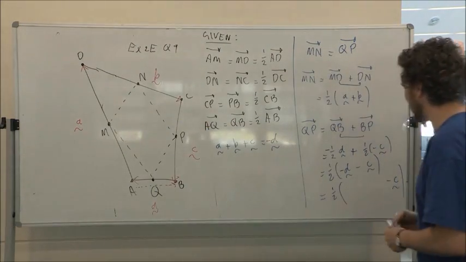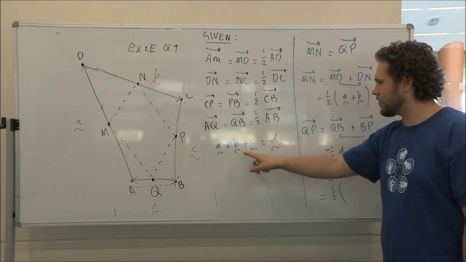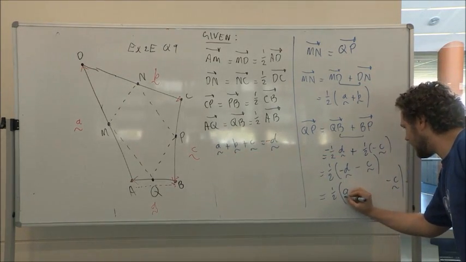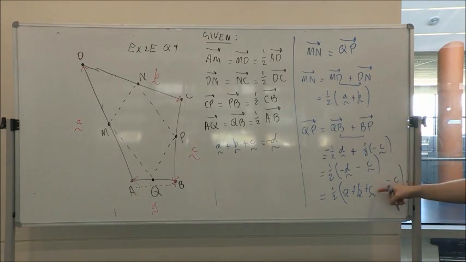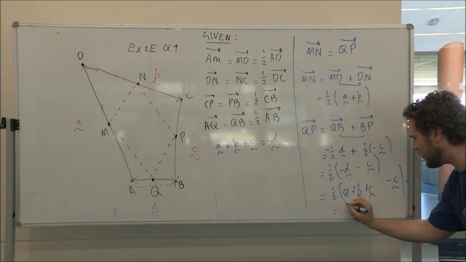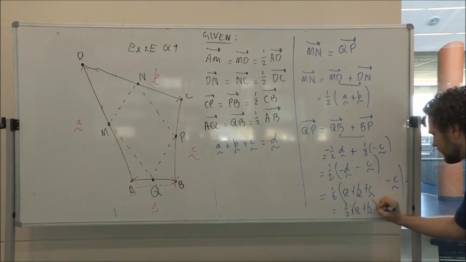Okay, so all you're substituting is you know that negative D is A plus B plus C. Write that in. These cancel out, the C's cancel out, and you're left with half A plus B, which is what you wanted.